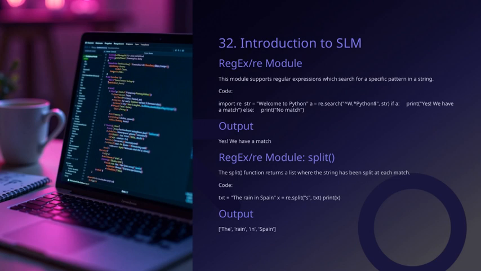Now, moving on to the split function in the same module. This function is useful when we want to divide a string into parts based on a pattern. For instance, if we split the phrase, "the rain in Spain," at every occurrence of the letter S, the result will be a list of substrings. This is particularly handy when processing text data that needs to be broken down into manageable pieces.